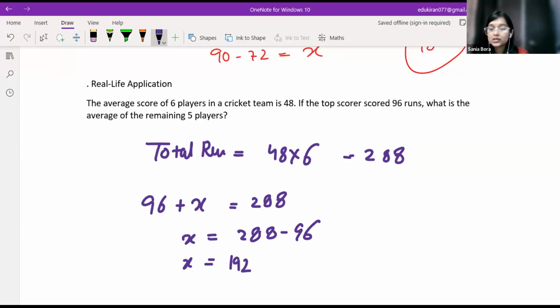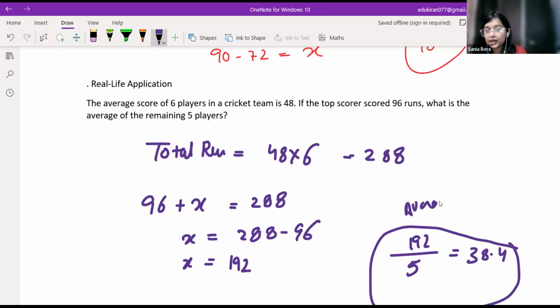Now this is what? This you got the top scorer's run, right? Now you have to find the average of the remaining 5. So how do we find the average? 192 is my total, divided by the number of players. How many players are there? 5. This is how we find the average. And we got 38.4. Clear?